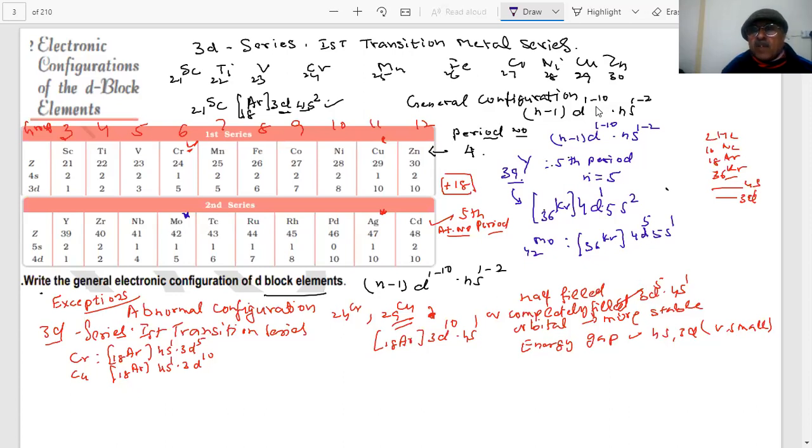So Ag becomes, what is the atomic number of Ag? 47, silver. So what will it be? Krypton 5s1, and what happens? 4d10. Yes, sir. So these half-filled or completely filled subshells are more stable, students. More stable. Clear? Yes, sir. Electron configuration.